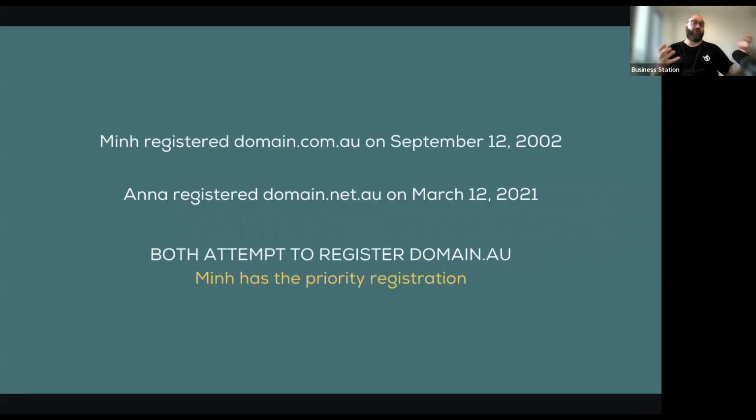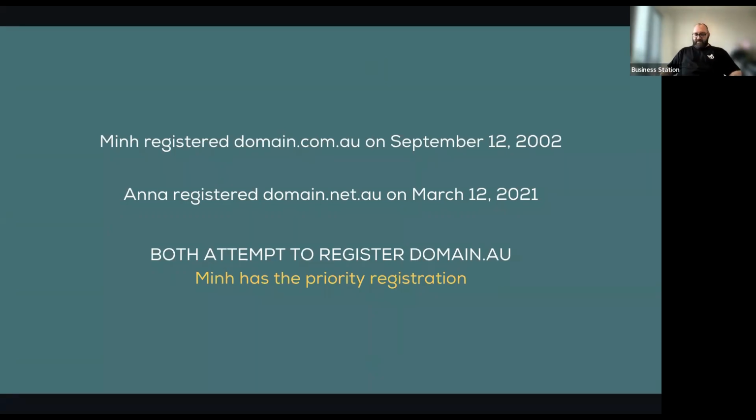So for example, if you want to see how the priority works, Min registered domain.com.au on September 12, 2002. Anna then registered domain.net.au on March 12, 2021. Min has decided to apply for priority status, and so has Anna. So between those now, the domain administration, AUDA, will now award that to Min, because Min has held his .com.au version for much longer than what Anna's held the .net.au version. So is that fair? Well, it probably is, because Min has got the longer association with that domain name than Anna does.